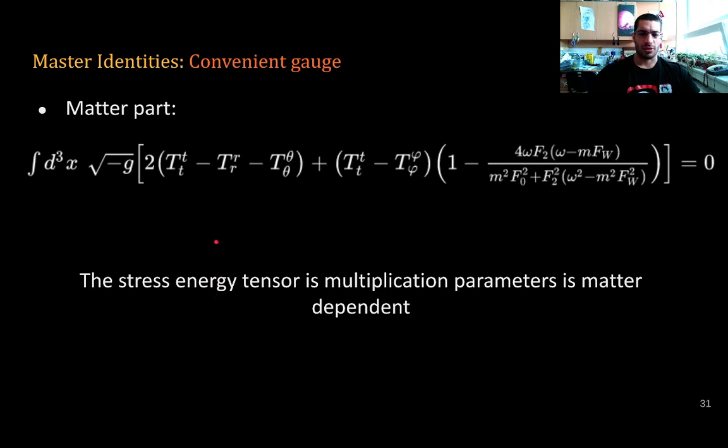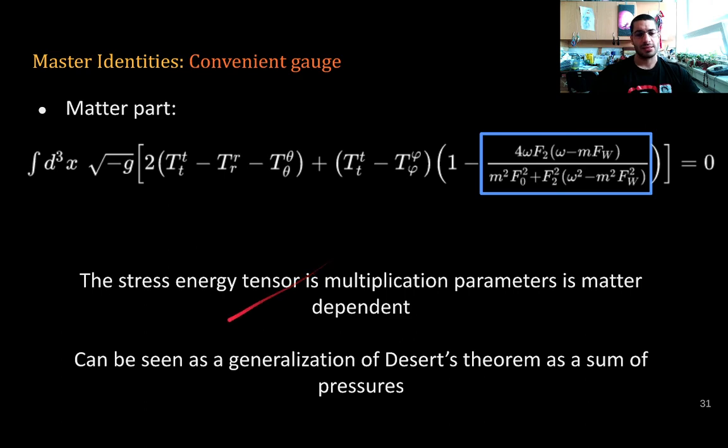If we consider our convenient gauge, since the gravitational contribution is still zero, the master identity can be cast as just the stress energy tensor contributions. However, there are still some metric parameterization components. And this can be seen as a generalization of Derrick's argument or Derrick's theorem, which is just a sum of pressures. And this theorem was first used to obtain the dark matter presence in the rotational curves of galaxies.